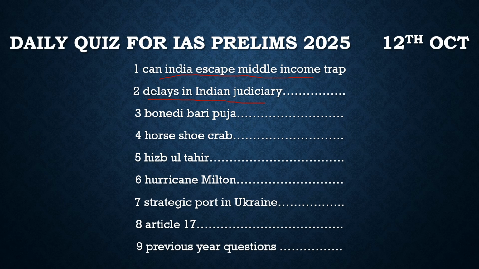It is about the Bonedi Bari Puja. It is a traditional puja which started way back 400 to 500 years ago in West Bengal, especially in Kolkata. It is the elite Durga Puja in Kolkata. It was celebrated by the zamindars in their households. They started to follow the Durga Puja in a very huge manner.